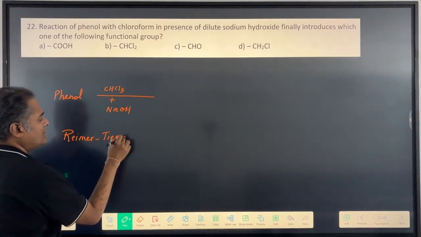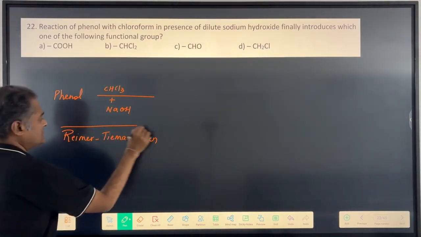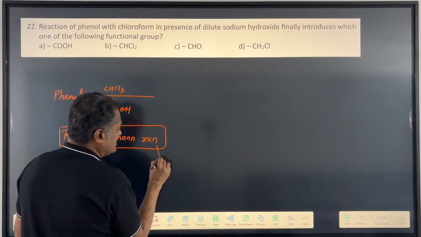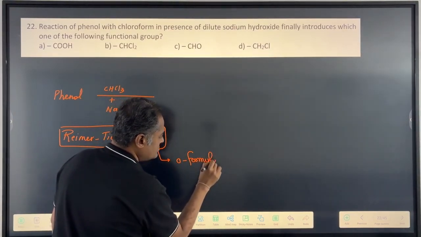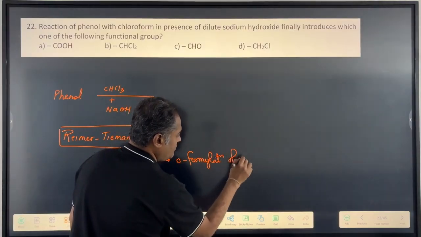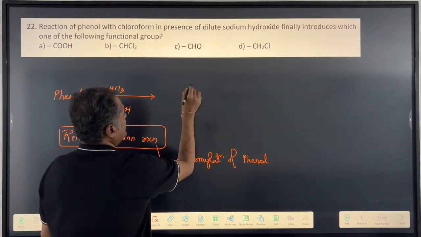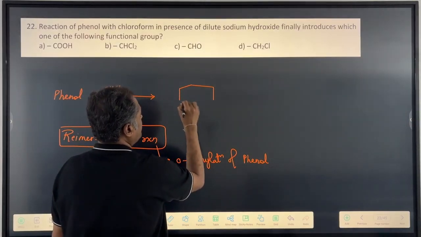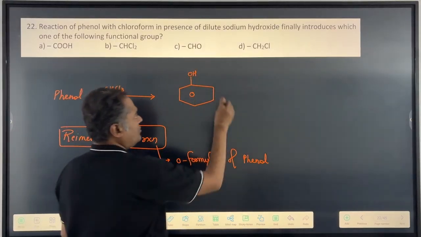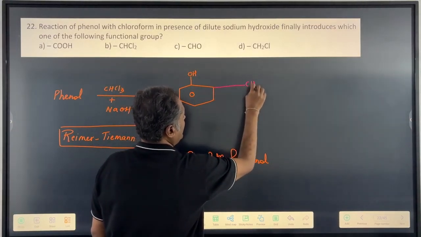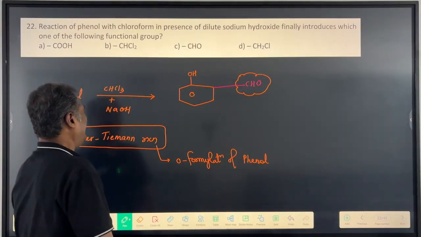Reimer-Tiemann reaction, and in this particular reaction it is also known as ortho-formylation of phenol. That means the product obtained in this reaction is going to be salicylaldehyde. Now, what is salicylaldehyde? You have got a phenol, and at an ortho position you have got an aldehyde group.